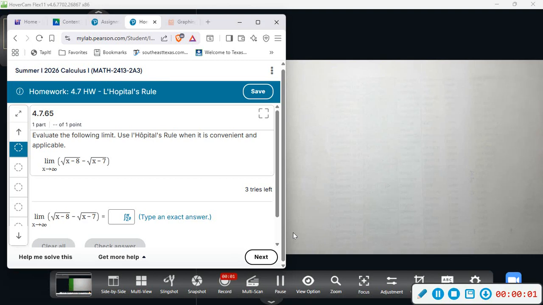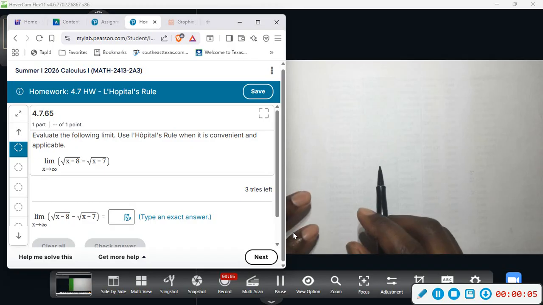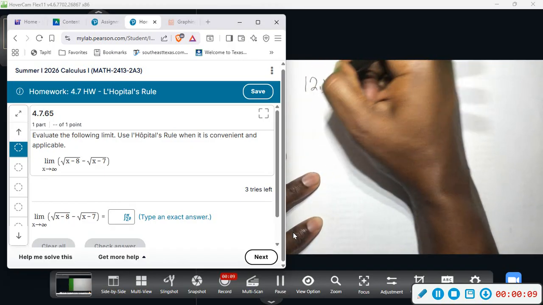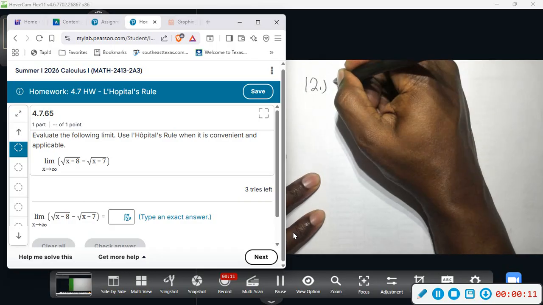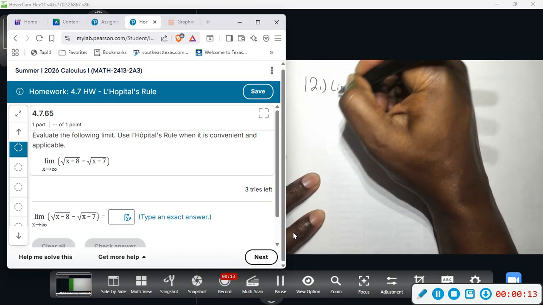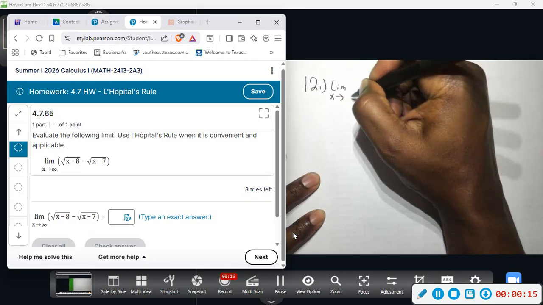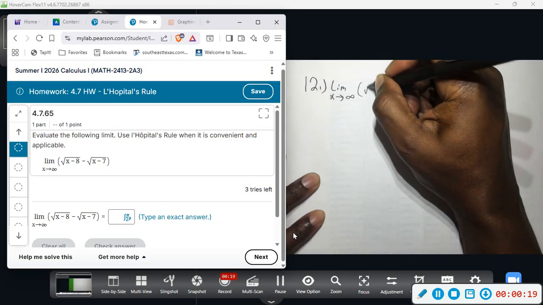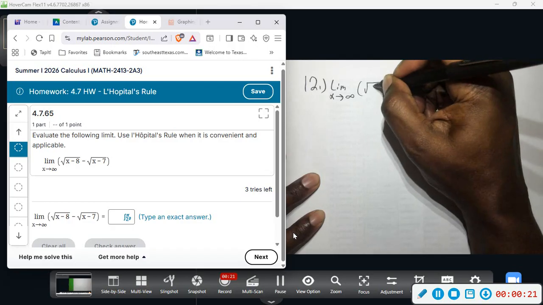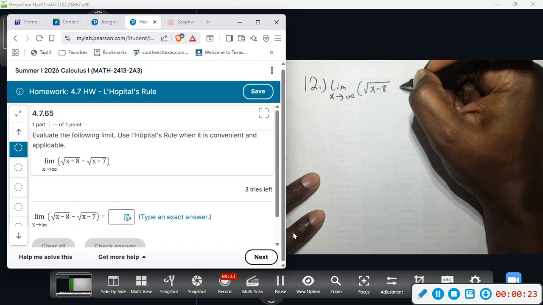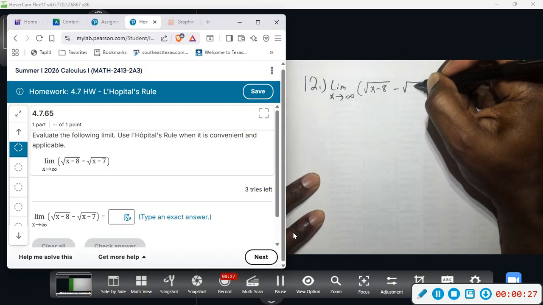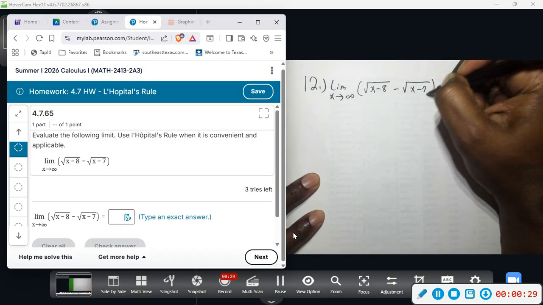All right, problem number 12. We want to evaluate the limit using L'Hopital's rule when it's convenient. So this given problem, we are taking the limit as x goes to infinity of the square root of x minus 8 minus the square root of x minus 7.